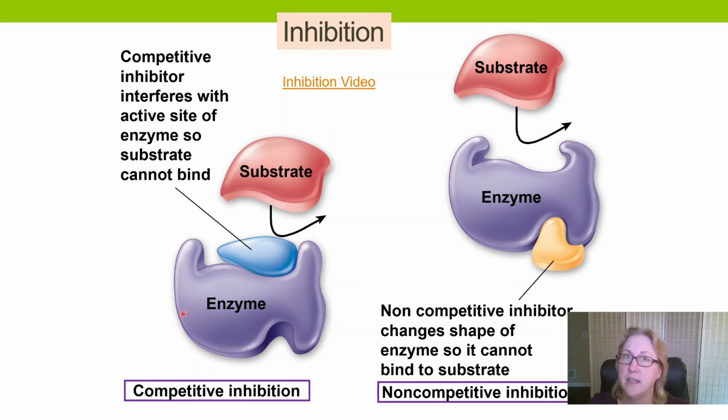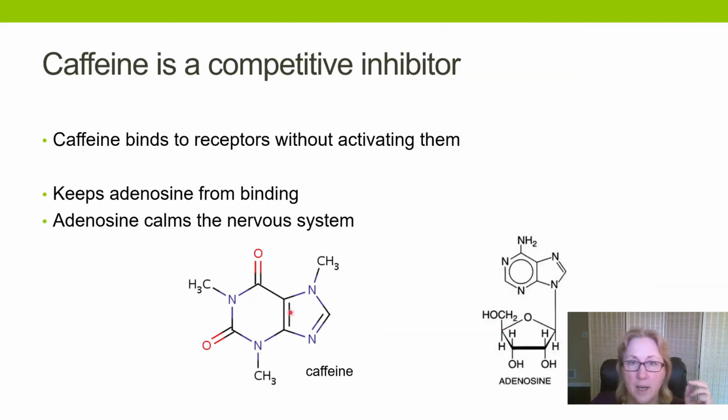Sometimes it's nice to see things visually, but it's just a little short video on competitive and non-competitive inhibition. There are competitive inhibitors in the nervous system as well. In fact, that's how many drugs work, is that they're competitive inhibitors of some natural substance in the body, and caffeine is one of those. It's a competitive inhibitor, not of an enzyme, but of a receptor in our nervous system.